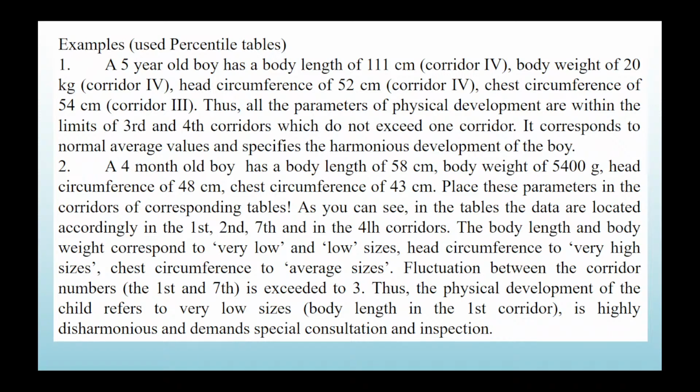The body weight corresponds to very low and low size. Head circumference to very high size. Chest circumference to average size. Fluctuation between the corridors number first and seventh exceeds 3. Thus, the physical development of the child is referred to very low size, body weight in the first corridor, and highly disharmonious, and demands specific consultation and inspection.